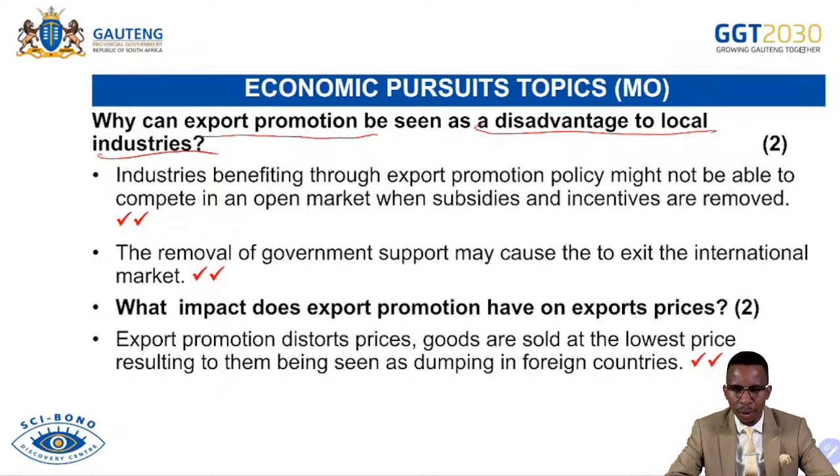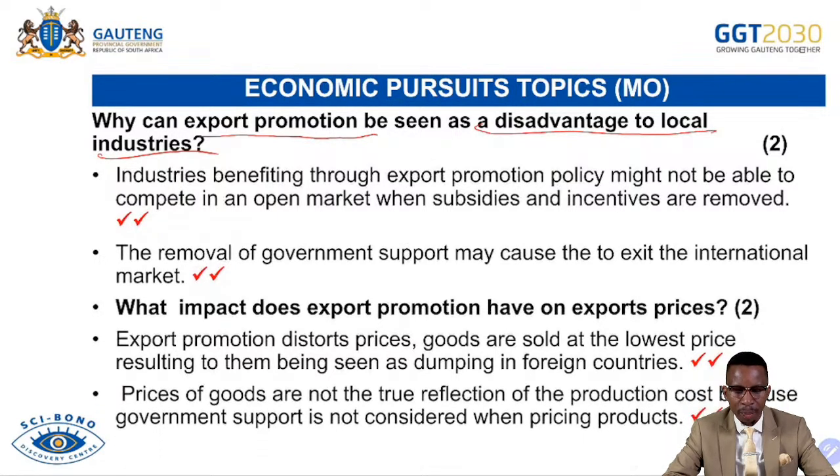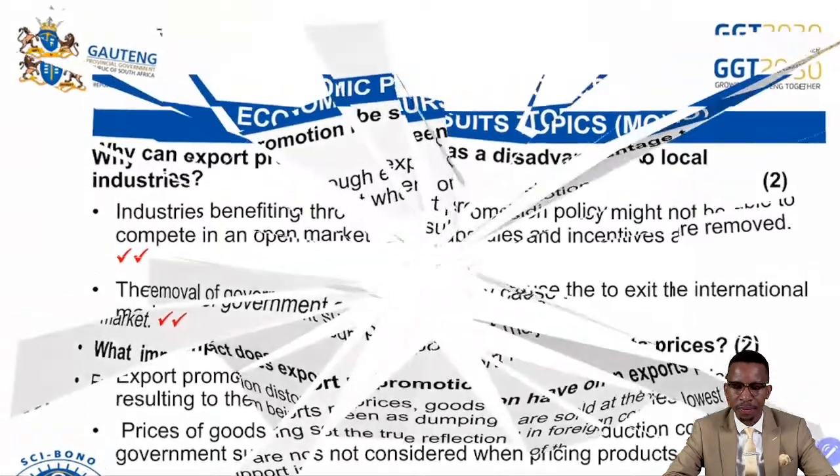Export promotion distorts prices. Goods are sold at the lowest price, resulting in them being seen as dumping in foreign countries. So our goods will be cheap, and they will be seen as dumping because these prices will be very low abroad compared to those other goods they are competing with. So they can be seen as products of dumping. Prices of goods are not a true reflection of the production cost, because government support is not considered when pricing the products.